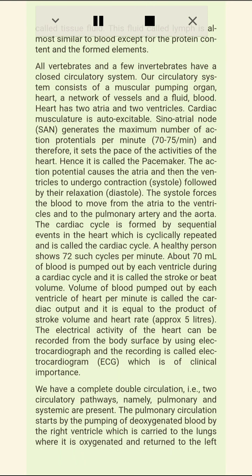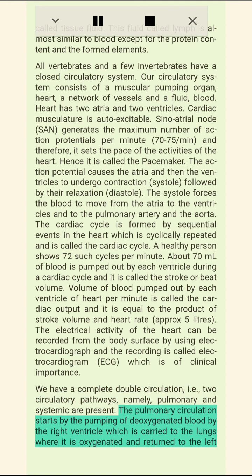About 70 milliliters of blood is pumped out by each ventricle during a cardiac cycle, and it is called the stroke or beat volume. The volume of blood pumped out by each ventricle of the heart per minute is called the cardiac output, and it is equal to the product of stroke volume and heart rate, approximately 5 liters. The electrical activity of the heart can be recorded from the body surface by using an electrocardiograph, and the recording is called an electrocardiogram, ECG, which is of clinical importance.